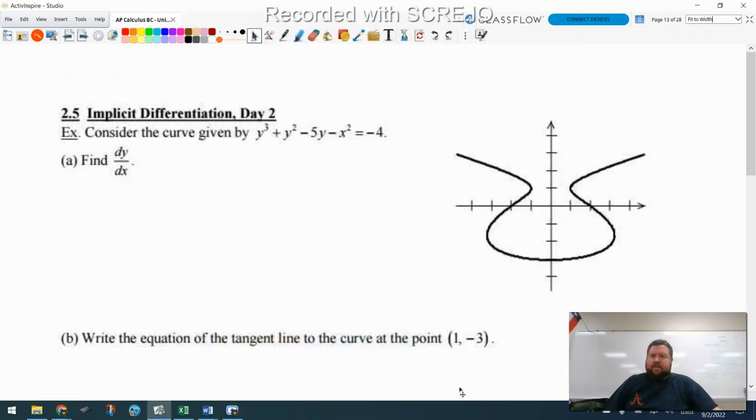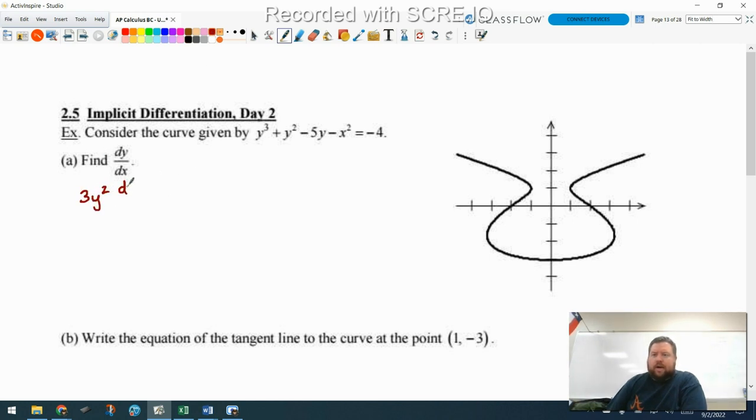All right, we're going to do day 2 of implicit differentiation. So we are considering the curve given by that equation, which we can see a graph of there to the right. Part A is asking us to find dy over dx. Just like we did in our lesson yesterday, you may try pausing the video here. Try this one out on your own. See how you do.